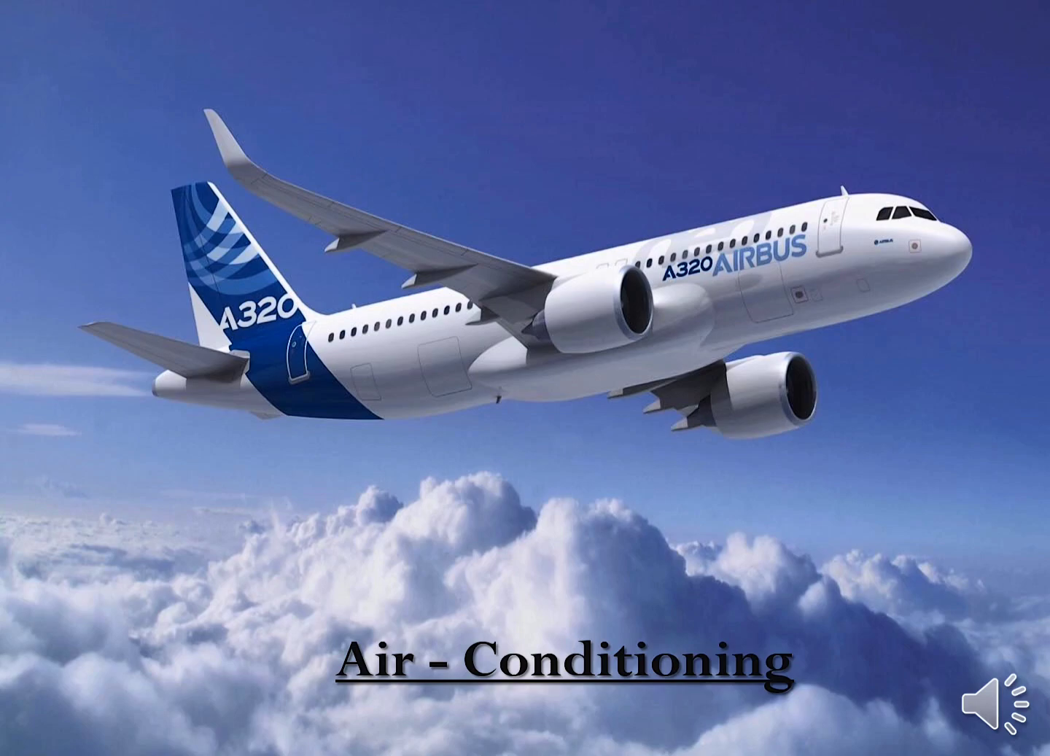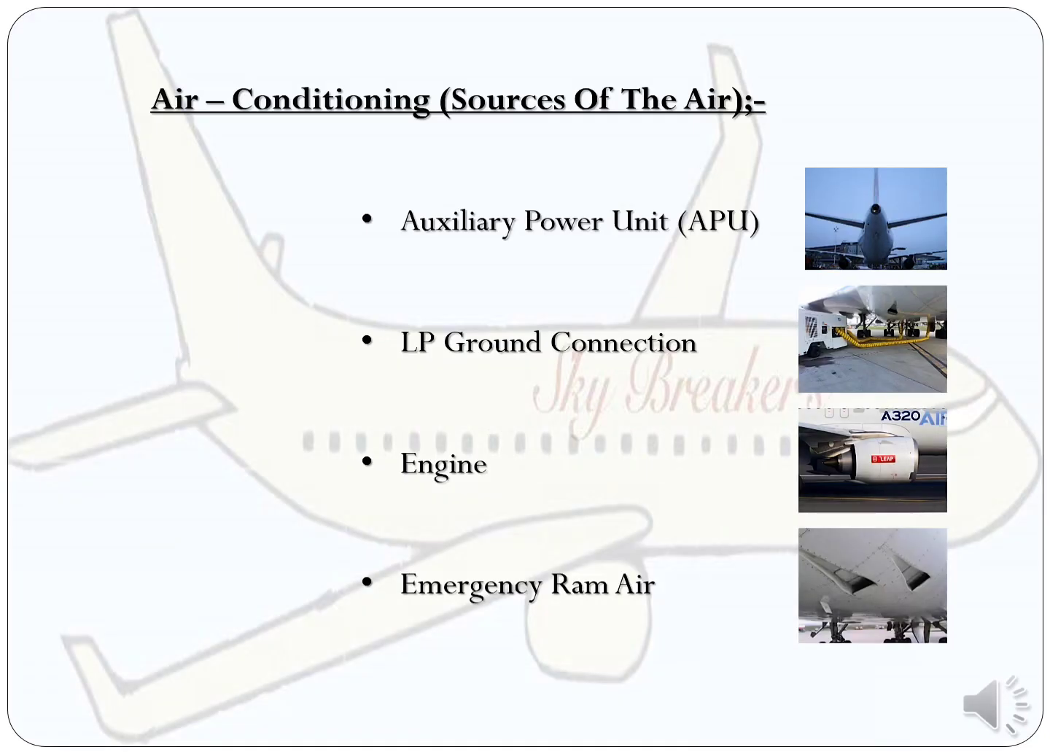Let's start. When the aircraft flies at higher altitude, the cockpit and cabin need to maintain the temperature for passenger and crew comfort. To achieve this, all pressurized aircraft have air conditioning systems. You can see here the sources of air we are getting for the air conditioning systems. The first one is the auxiliary power unit, that is APU. The second one is low pressure ground connections, that is, we are getting it from the ground. Next is from the engine. Then emergency ram air. This will be discussed in detail in a later slide.